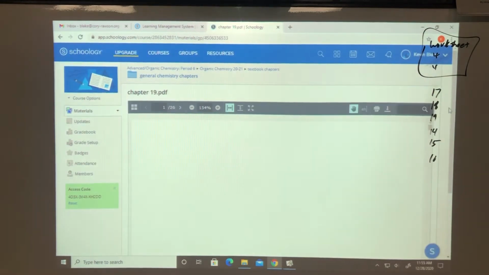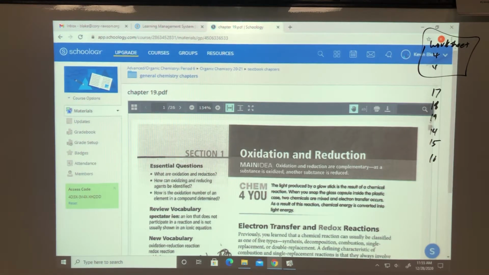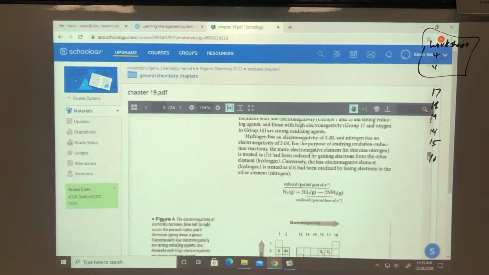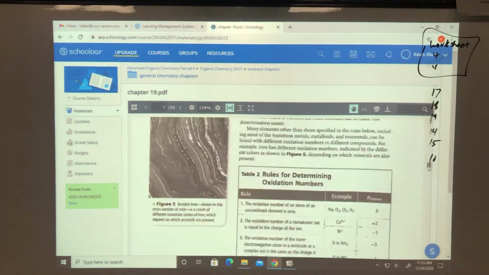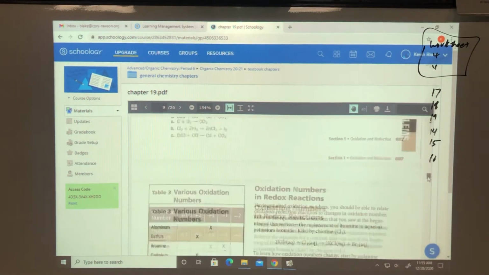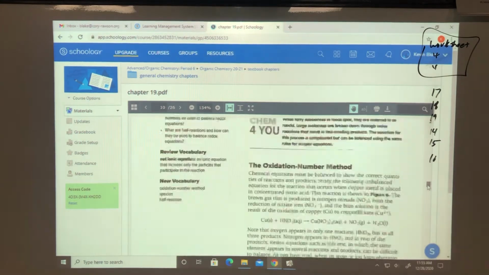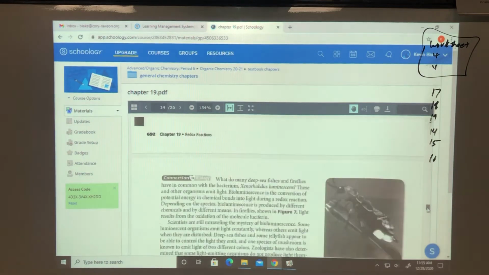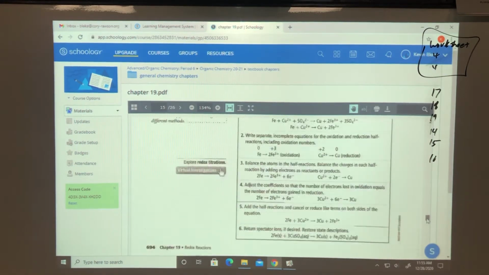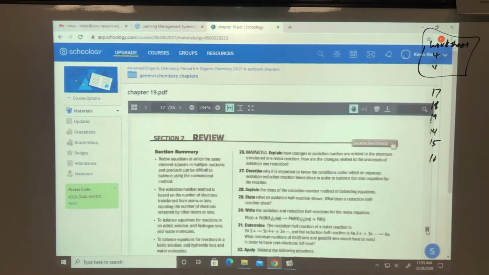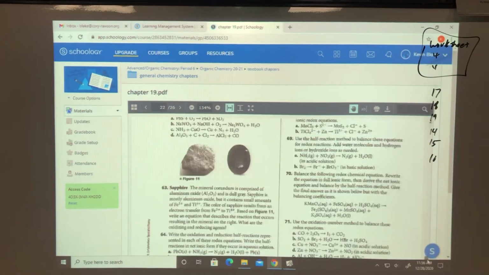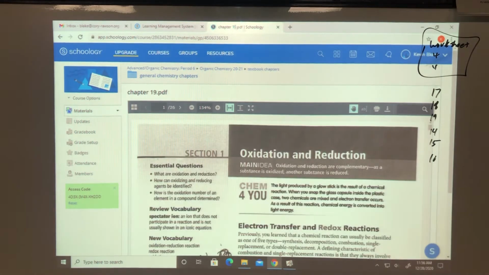This is on redox, and that table that I showed you is in here. We might even do a little electrochemistry later. We'll take a little break because it's kind of fun and it's pretty easy. It's a little different. There's those redox rules.